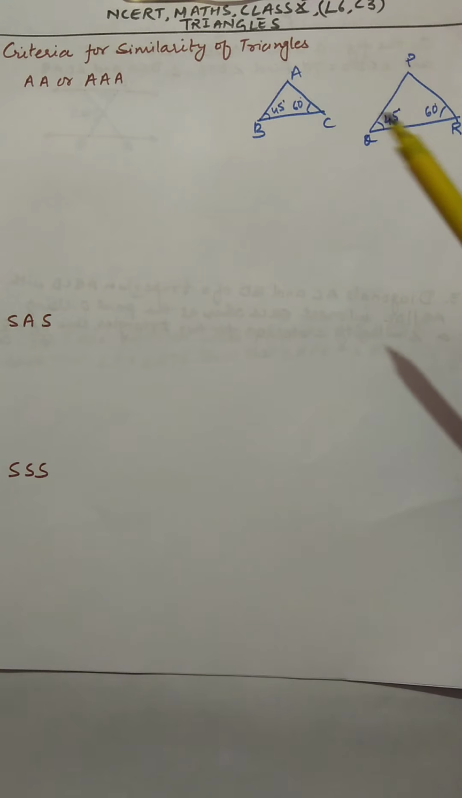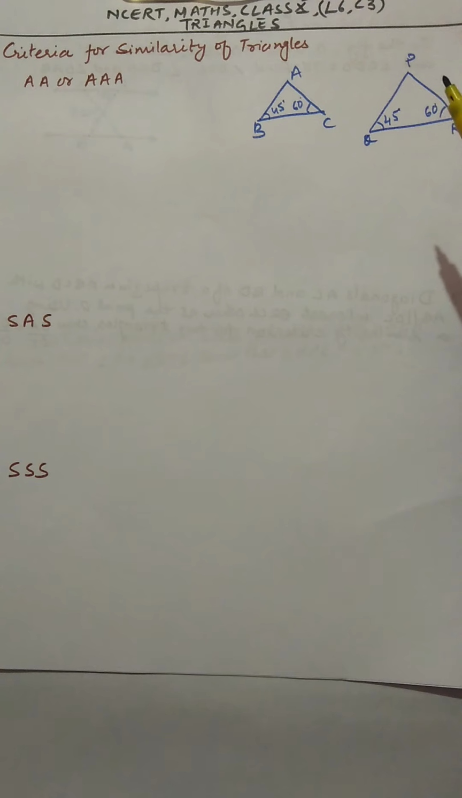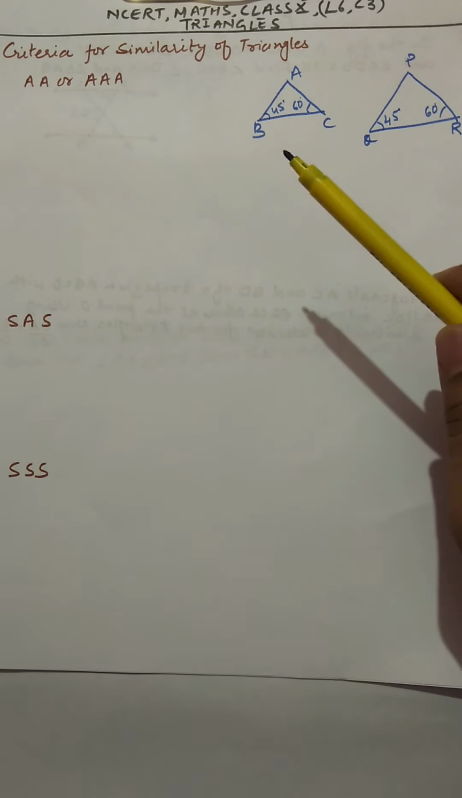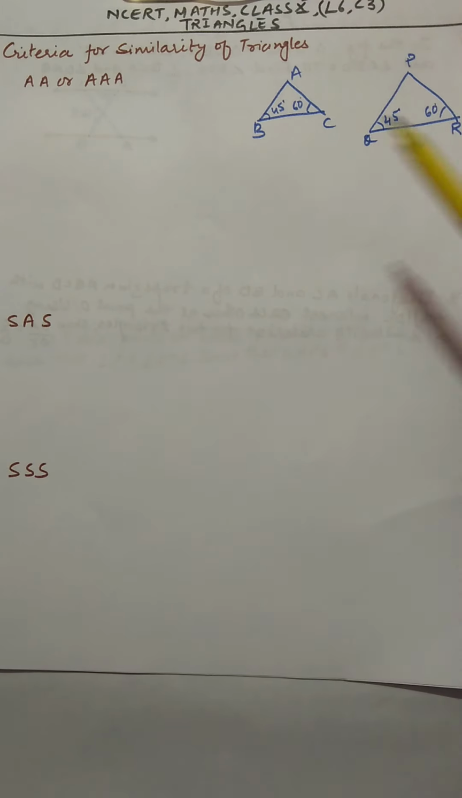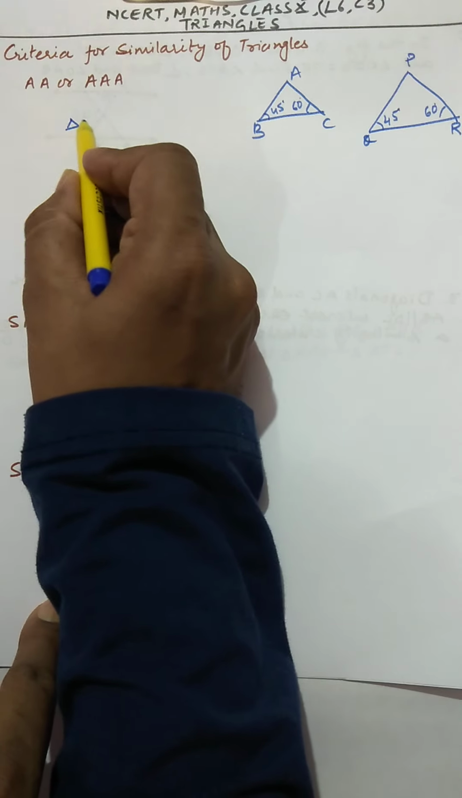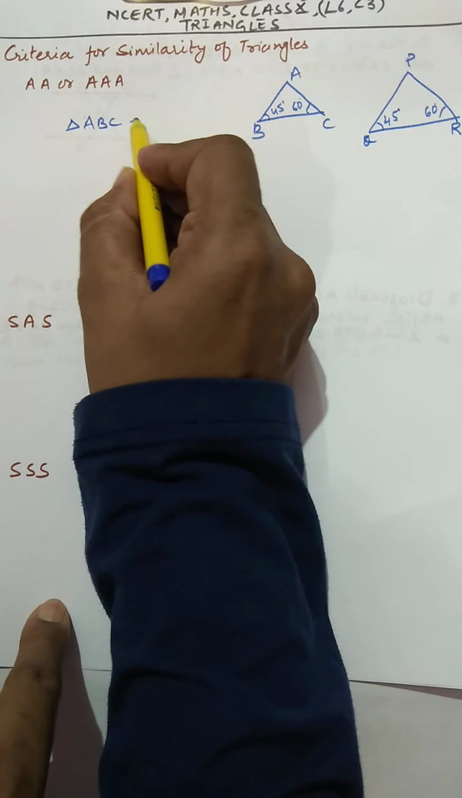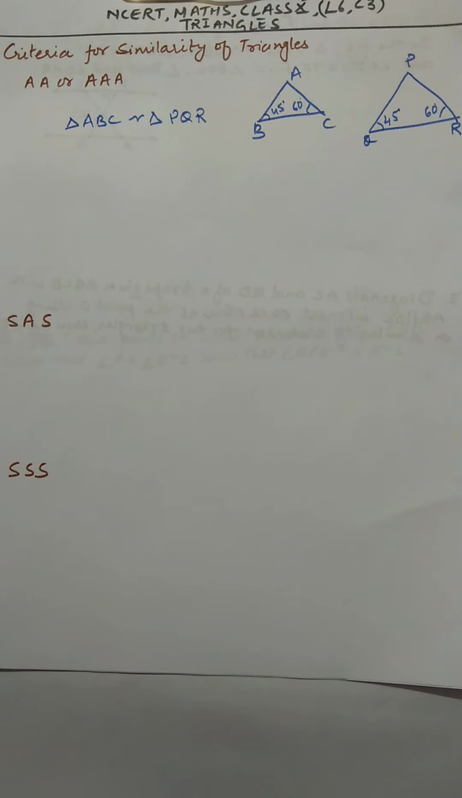Here we know that if two angles are equal, the third will also be equal by using the result of the angle sum property. So it is sufficient for us if we get two corresponding angles equal, then we can say these two triangles are similar. So I can say triangle ABC is similar to triangle PQR. Here you have to keep in mind one thing, that the order of the triangle is very important.